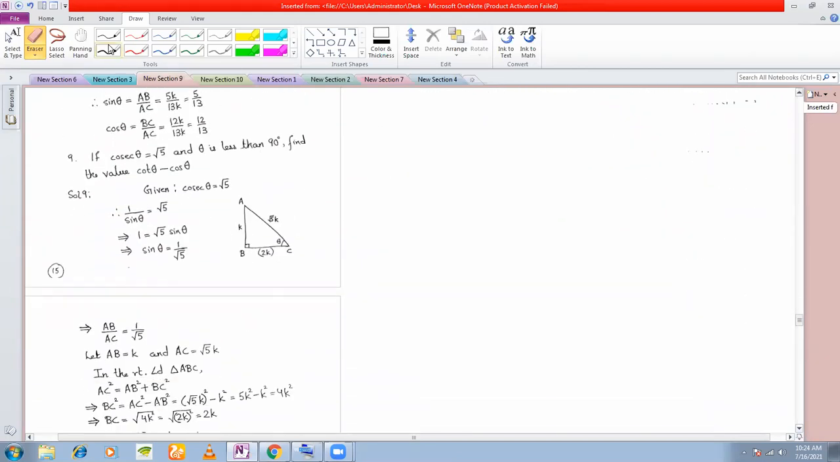Number 9. Here cosec theta is given. How much is it given? Root 5. And theta is less than 90 degrees, which means all the trigonometric ratios are positive. Find the value of cot theta minus cos theta. I've done the triangle method here.